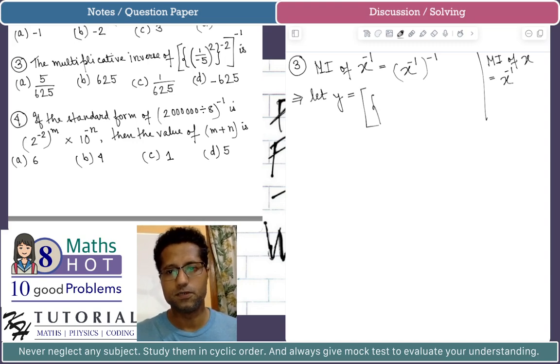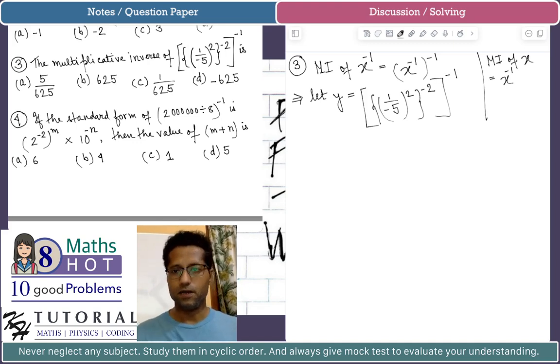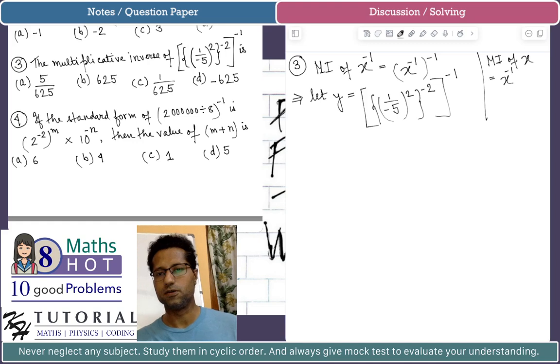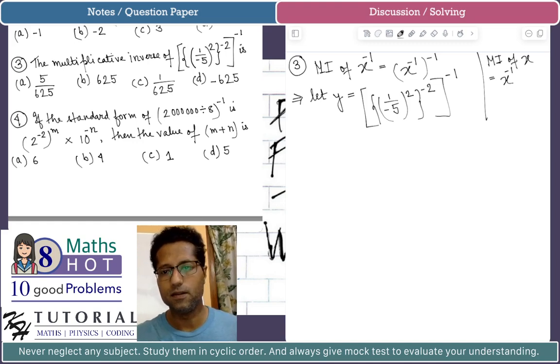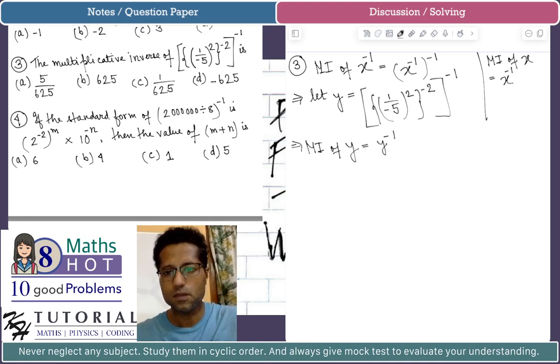we have the given expression: 1 by minus 5, this whole raised to the power 2, and then again this whole raised to the power minus 2, and then again this whole raised to the power minus 1. If we consider this given expression, whatever that exponential term is, to be y, we have to find the multiplicative inverse of y, because we have considered the given expression as y. So the multiplicative inverse of y is y to the power minus 1.